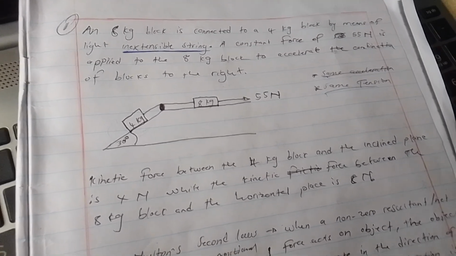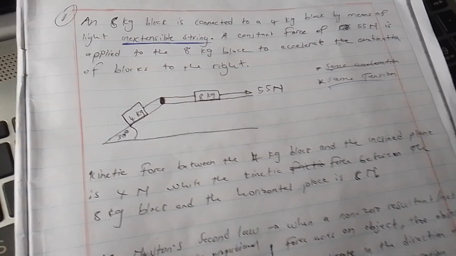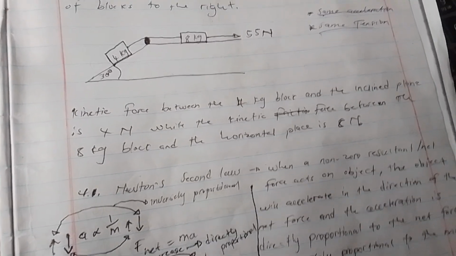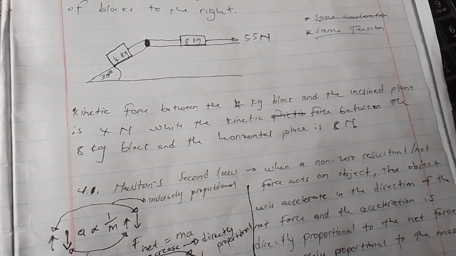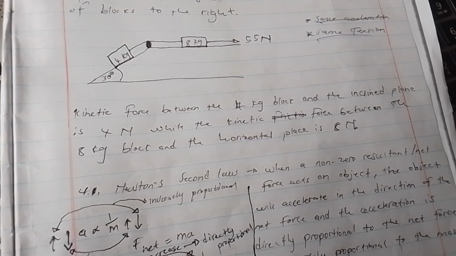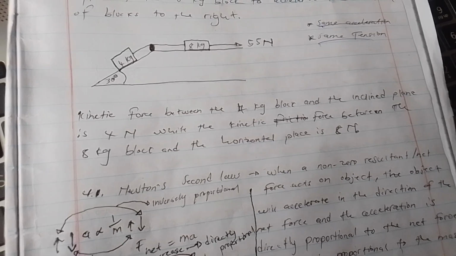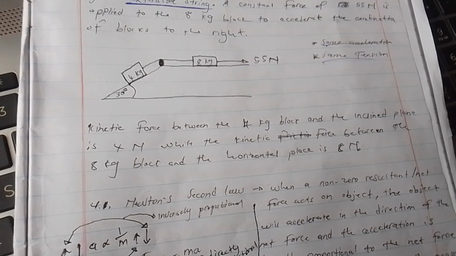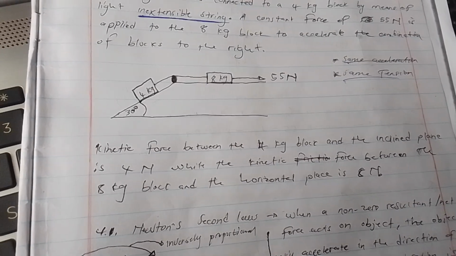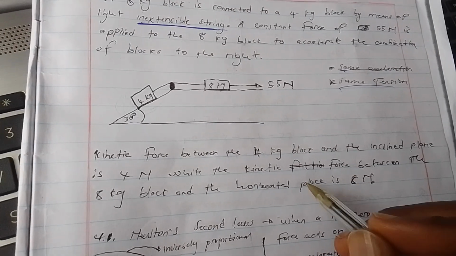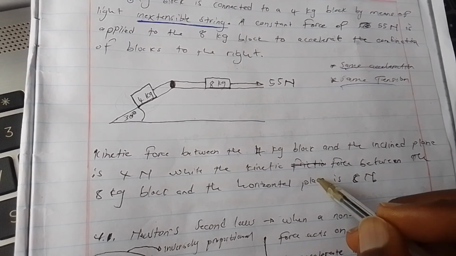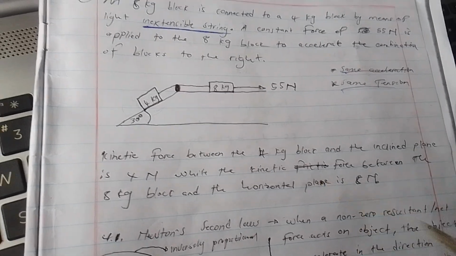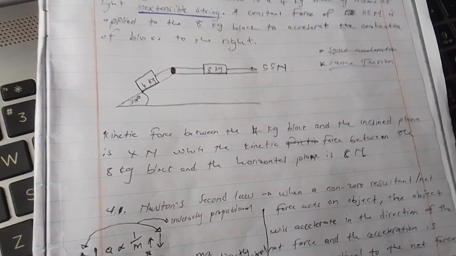Let's go to our statement down below, which says the kinetic force between the 4 kg block and the inclined plane is 4 newtons, while the kinetic force between the 8 kg block and the horizontal plane is 8 newtons. It's not placed here. It's actually plain. Okay, it's plain.